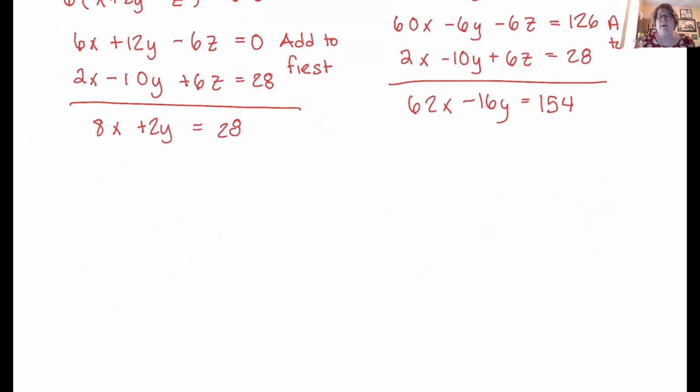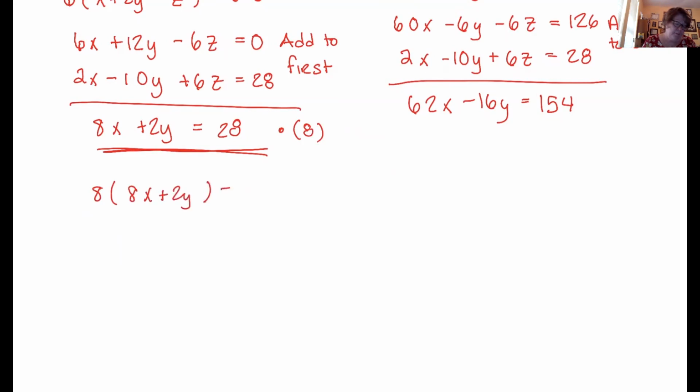And now I want to eliminate either x or y. Looking at these two equations, I'm thinking that if I multiply this first equation by 8 and add it to the second equation, that would eliminate y. So that's what I'm going to do. I'm going to multiply that equation by 8. So I get 64x plus 16y equals, I'm going to take my calculator out and multiply 8 times 28 because I'm probably not going to be able to do that in my head. And I get 224. Now I'm going to add that to the other.